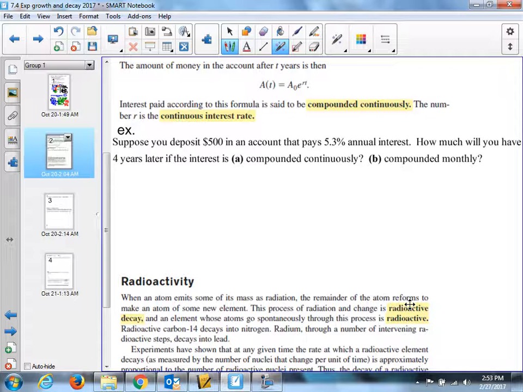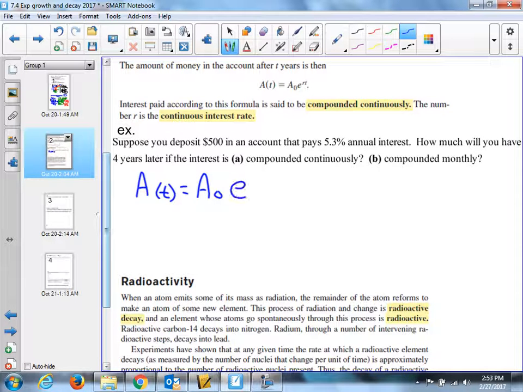Suppose you deposit $500, so that's your amount at time zero, A0, that pays 5.3% interest. How much money will you have after 4 years if the interest rate is continuous, if it's monthly? You'll learn that that doesn't really make you a heck of a lot more money, it makes you some. So let's just take a look here. We're talking about this. Right? So if we do this, after how many years? 4 years.